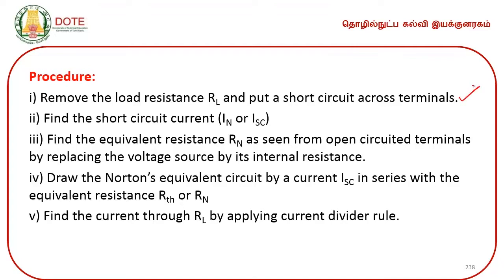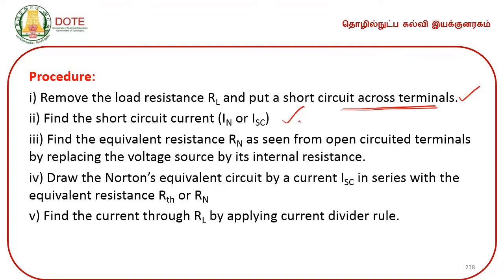Now, you can compare this with Thevenin's resistance, where you can remove the load resistance and keep that as open circuit. Secondly, find the short circuit current. Here also you can compare this with Thevenin's theorem. Here you are finding out the short circuit current, whereas there you will be finding out the open circuit voltage.